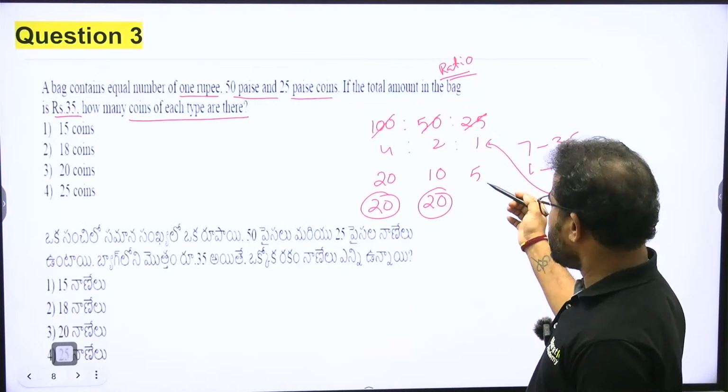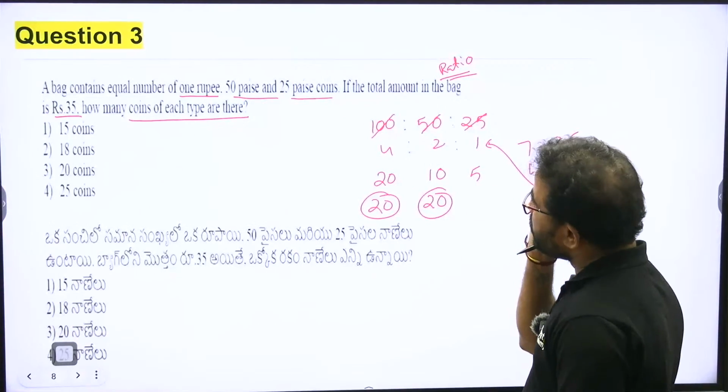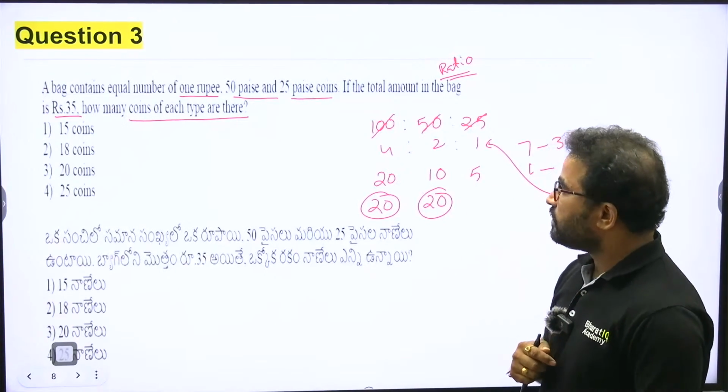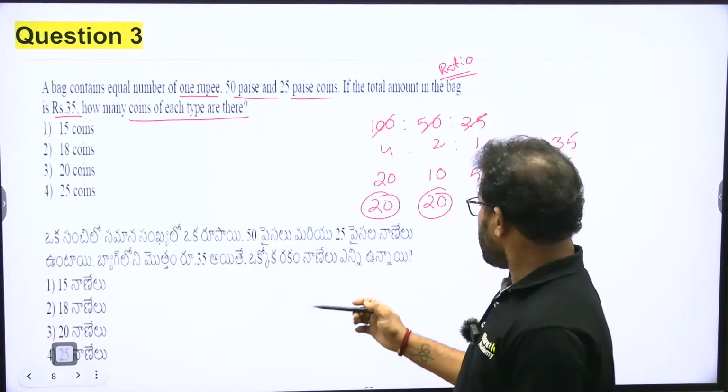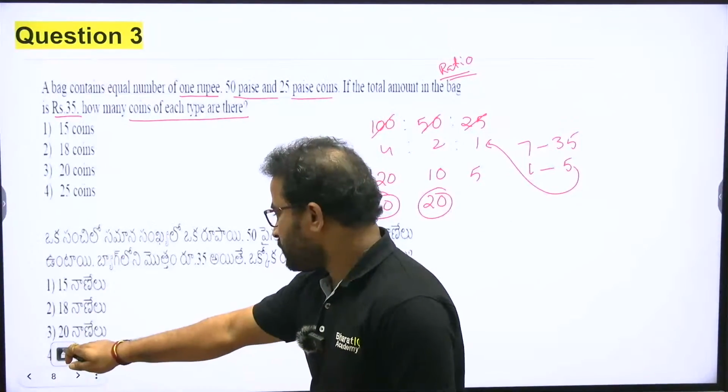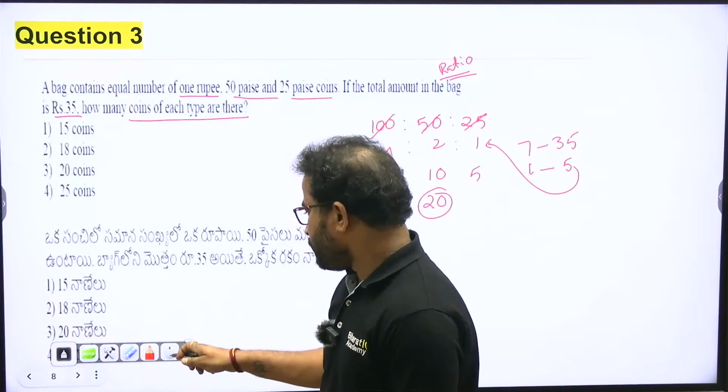Next, coming to this value, from the worth point of view, we need to check that they have given 1 rupee, 50 paisa in a bag. Okay, the total number of coins they have given. Look at this one, we need to convert this into the money point of view.